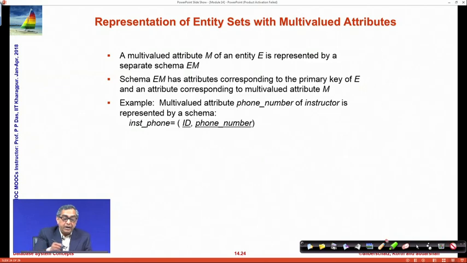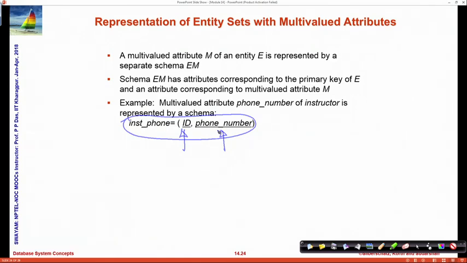For example, if I have to maintain multiple phone numbers of an instructor, I may decide to have a separate relation which relates the key of the instructor relation and the attribute that I want to maintain multiply. So, in this relation inst_phone, against the same ID, I can have different phone numbers. So, there will be different records which match on the ID, but do not match on the phone number, which gives me the different values that the phone number can take.